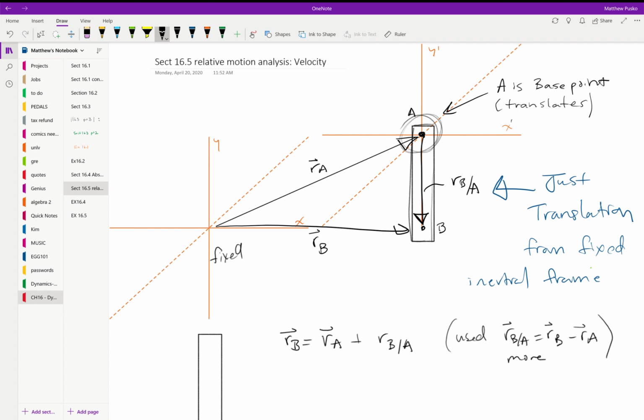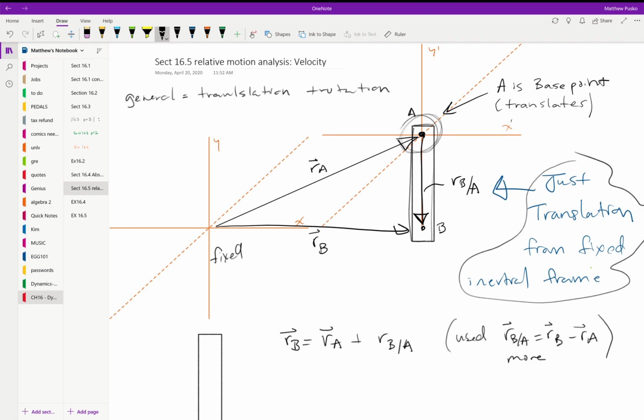To start looking at the velocity of how this whole thing is going to move, remember general plane motion was equal to a translation plus a rotation. So right now all I'm talking about is just the translation from the fixed inertial reference frame, which is this thing right here. Okay, so we have coordinate axes y and x, and y prime and x prime, and all of that coordinate axis has to do with is the translating point.